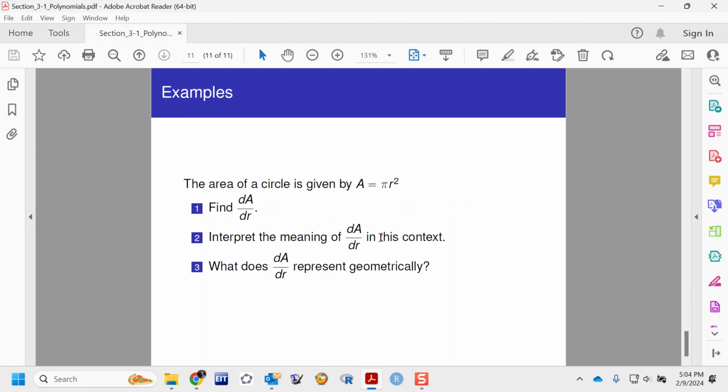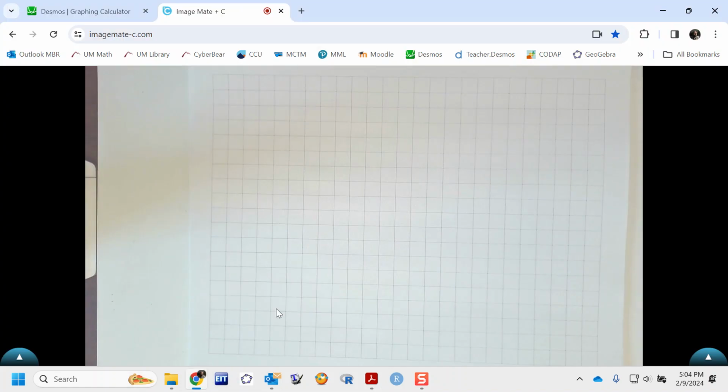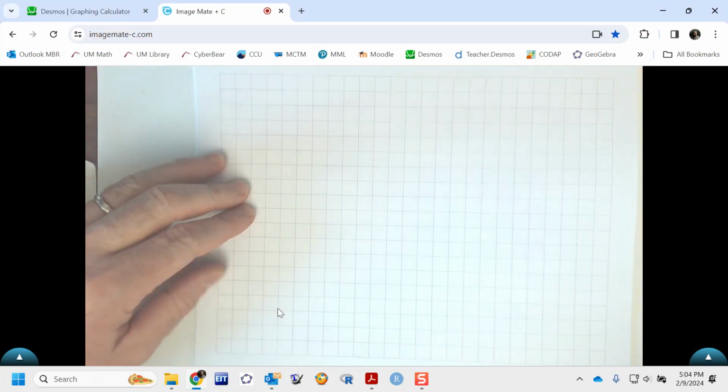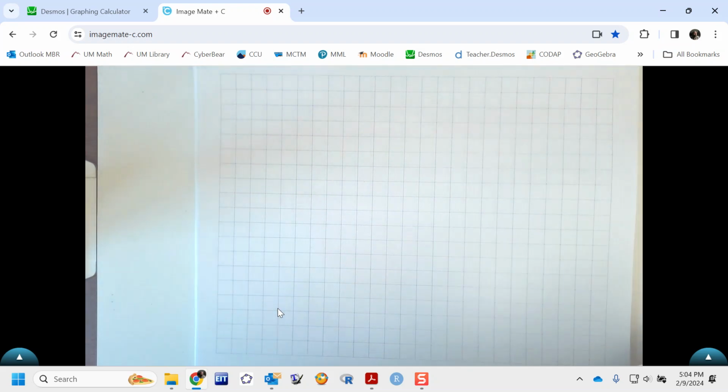Given that the area of a circle is pi r squared, find the derivative with respect to radius. Interpret the meaning, and what does it mean geometrically? So let's go ahead and talk about that next. So let's see, we have that, let me just get here.